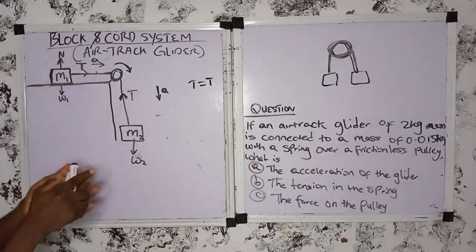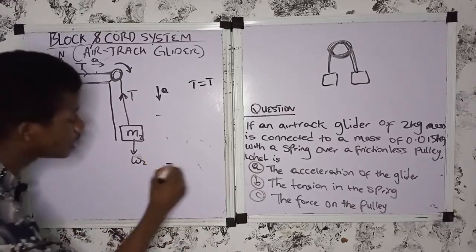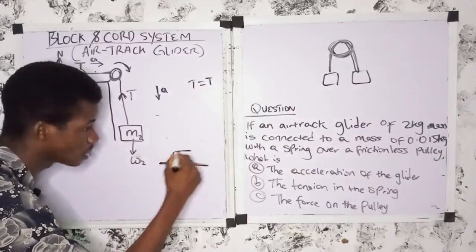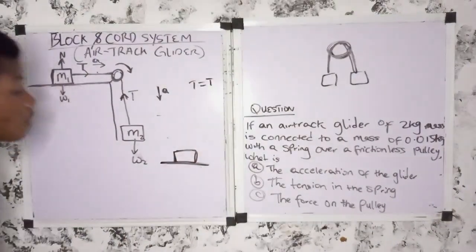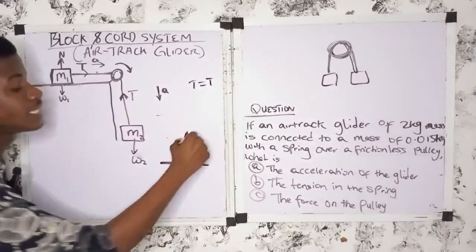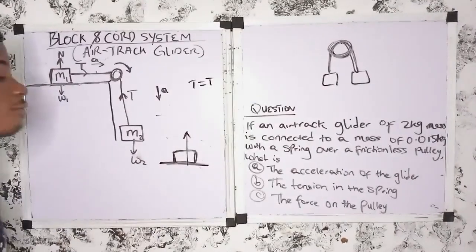I told you in recent classes that when a mass, or a block, is on a surface, there is usually an upward resistance force exerted by the surface, and that upward resistance force is known as what?